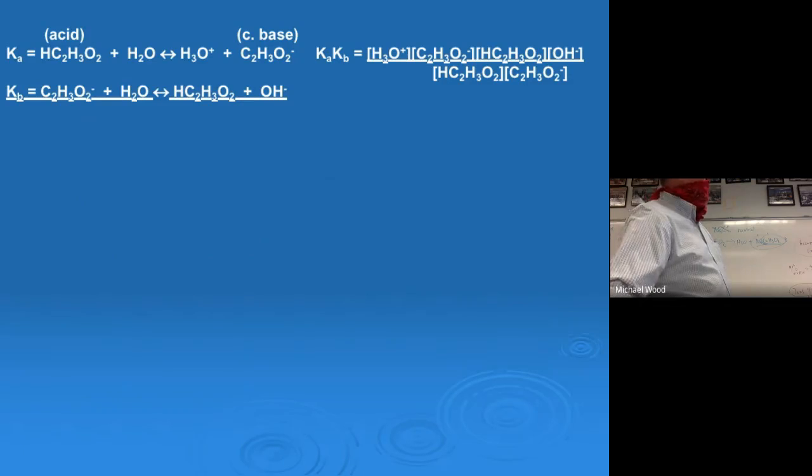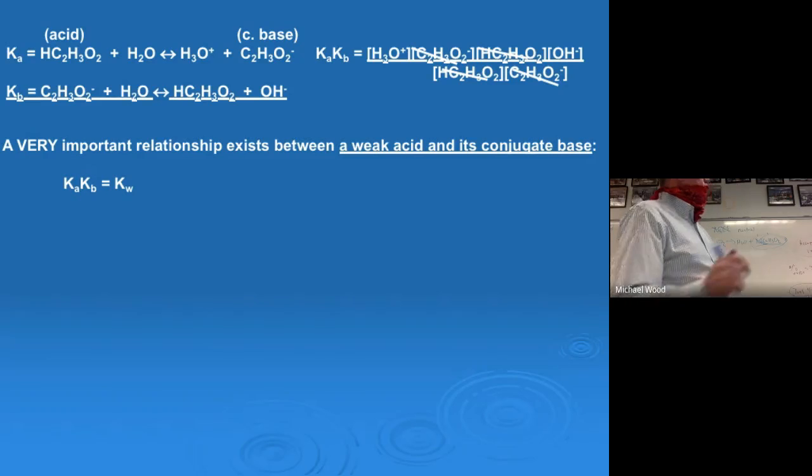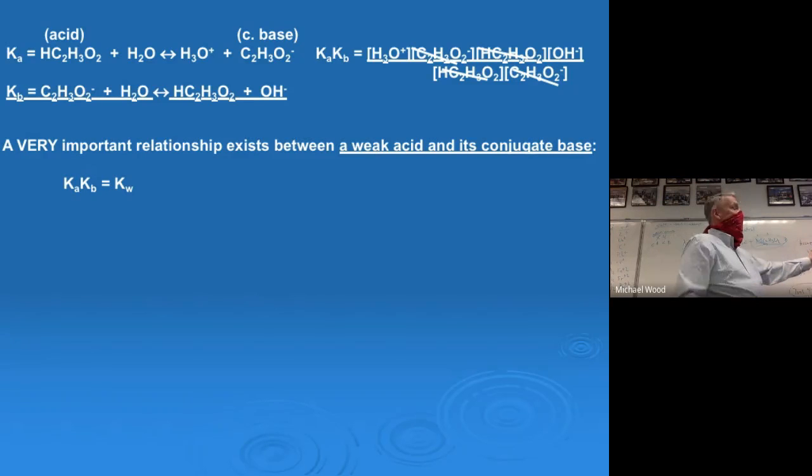But then if I did that, and then I canceled it all out, remember with Ks, if we're going to sum the reactions together, we're going to multiply the Ks, cancel everything out, and what I end up with is this. And this is what's important. This is actually on the formula sheet too. So the Ka times the Kb equals the Kw.